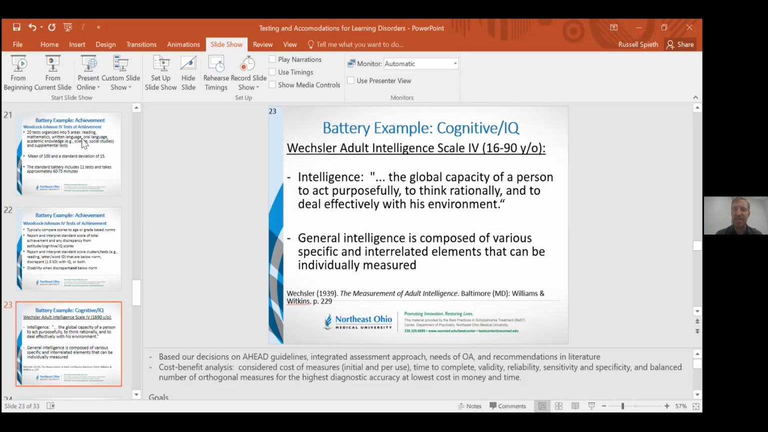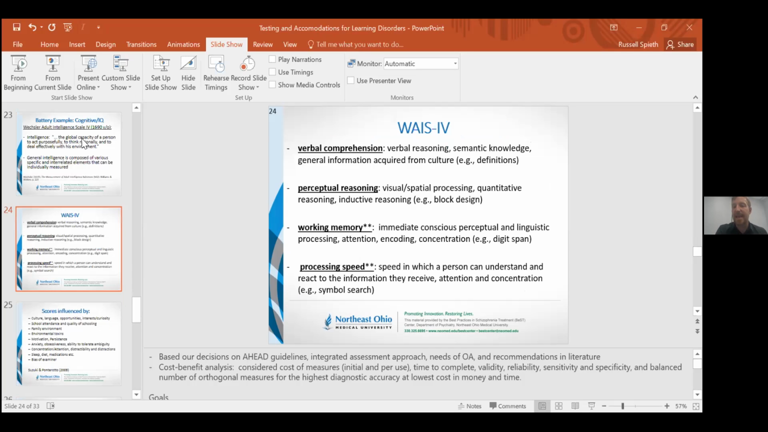Those of you who saw my ADHD presentation heard much more about the Wechsler than what I'm going to do now. But I guess the important part is that intelligence by the Wechslers is defined as a global capacity of a person to act purposefully, think rationally, and to deal effectively with his environment. And it's conceptualized as being composed of a number of different interrelated elements that are individually measured. So intelligence is conceptualized as being these 4 domains.